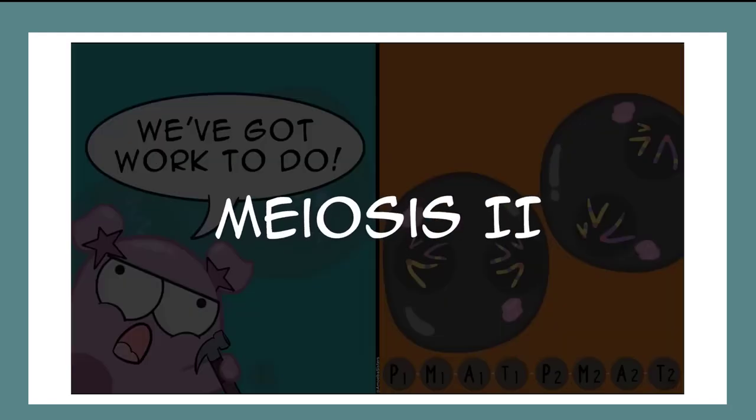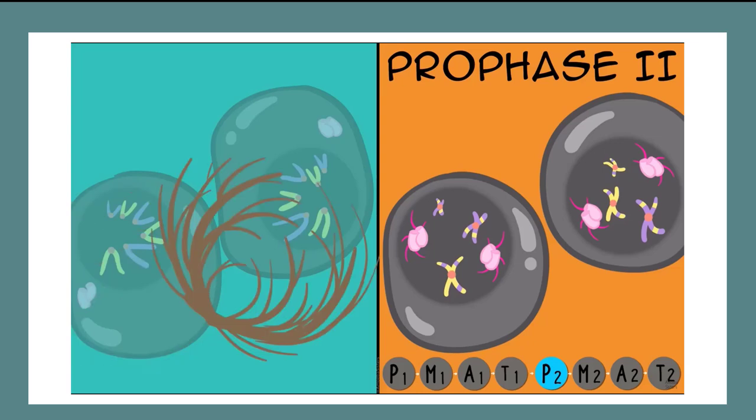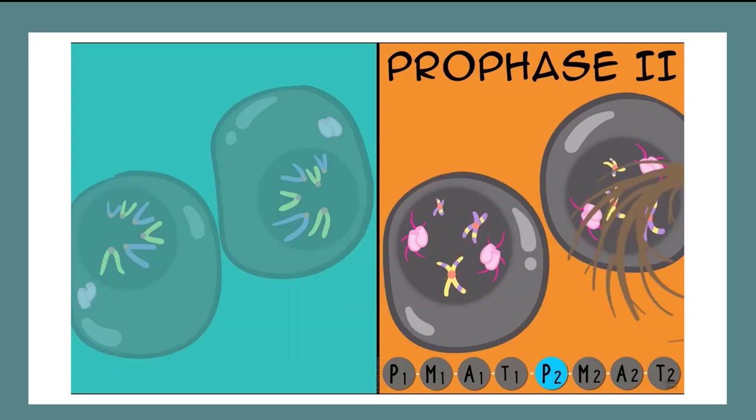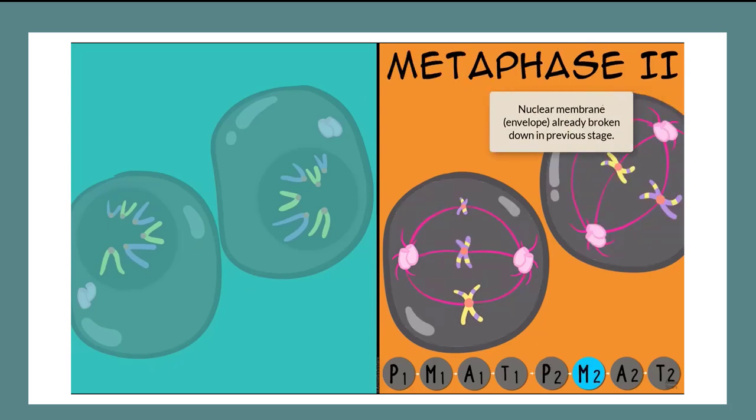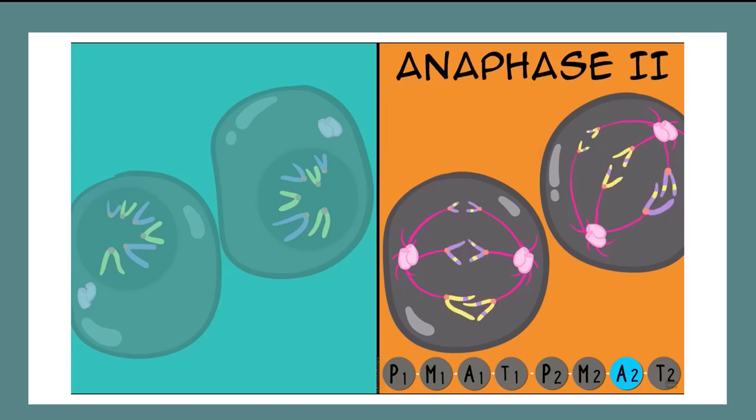On to meiosis 2. Prophase 2. Chromosomes are condensing in both cells. It's not going to be as eventful as it was in prophase 1 because they're not going to have homologous pairs and crossing over. Metaphase 2. M for middle, but this time the chromosomes are in a single file line, similar to how metaphase looked in mitosis. Anaphase 2. Think A for away.